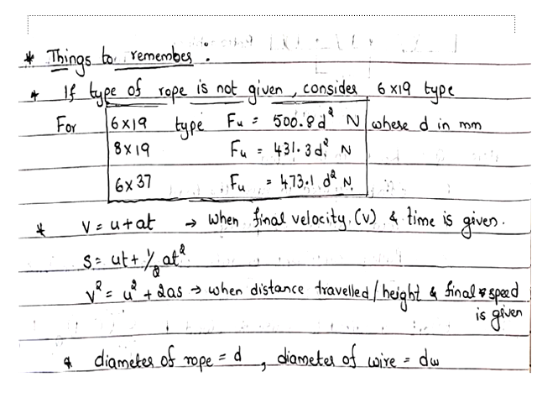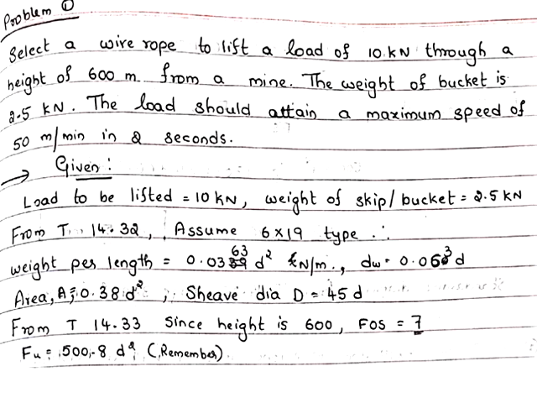Moving on to the first problem. Select a wire rope to lift a load of 10 kN through a height of 600 meter from a mine. Weight of bucket is 2.5 kN. Load should attain a maximum speed of 50 meter per minute in 2 seconds.